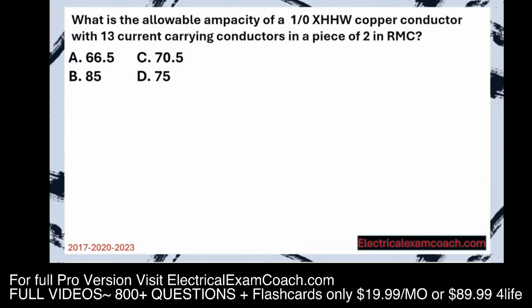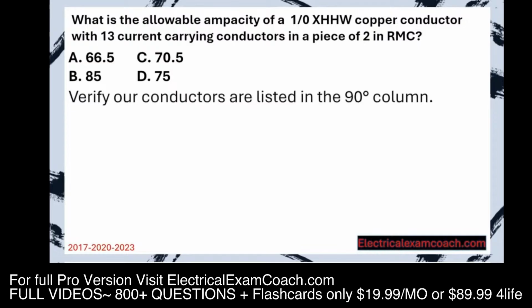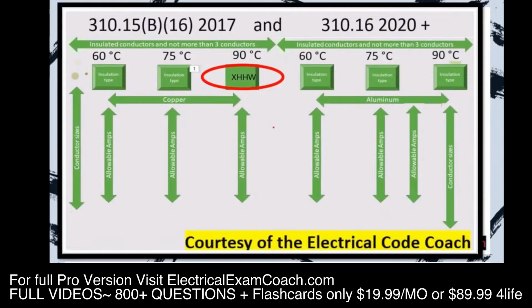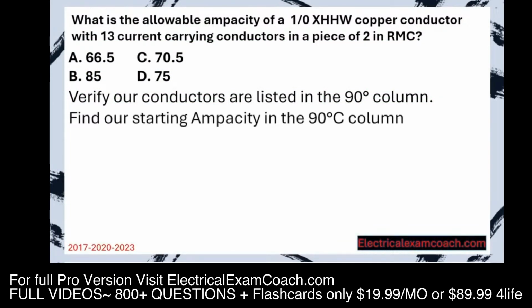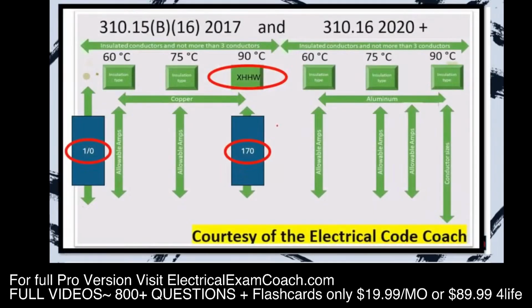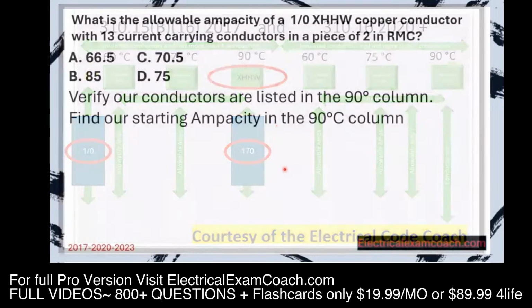What is the allowable ampacity of a 1-aught XHHW copper conductor with 13 current carrying conductors in a piece of 2-inch RMC? Step 1, we're going to verify that our conductors are listed in the 90° C column. When we head there, we find that XHHW is listed. So we're going to find our starting ampacity. We head to our primary ampacity table. We're on the copper side. We start until we find 1-aught on the left. Then we cross all the way over to the 90, and we find that it's 170 amps.